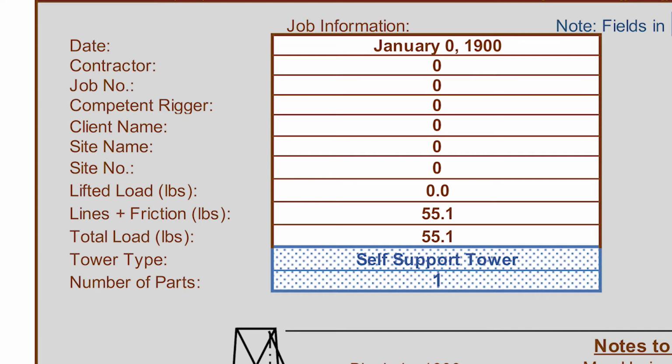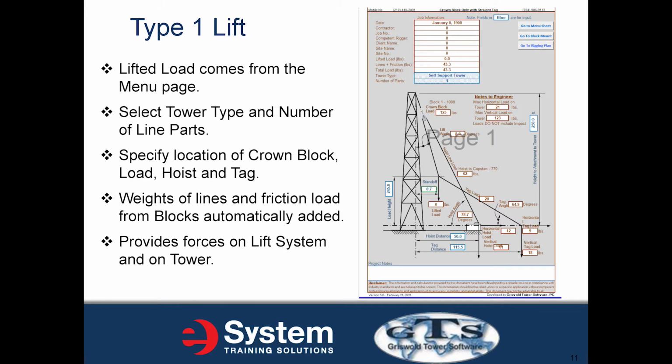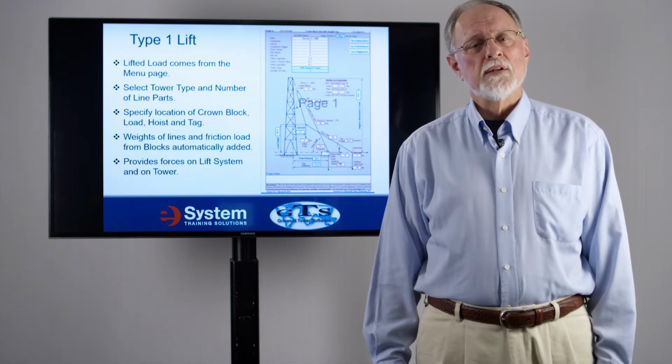You're going to select the tower type and the number of line parts that you want to use for the particular lift. And on the type 1, you're going to specify the location of the crown block on the tower. And you're going to provide the location of both the load hoist and the tag hoist. The weights of the lines and the friction load from the blocks are automatically added into the forces. And then these forces are provided directly on the sheet, showing the forces on the lift system itself as well as what's being applied to the tower.